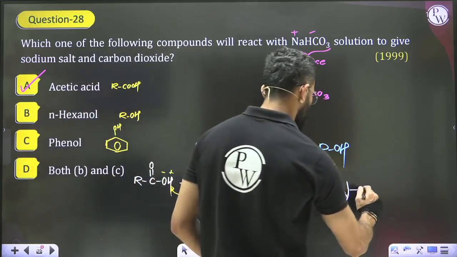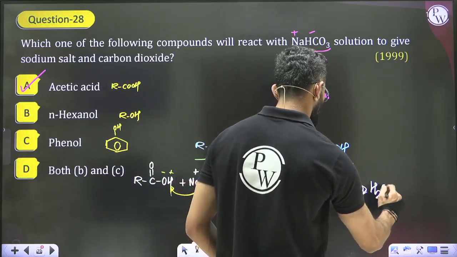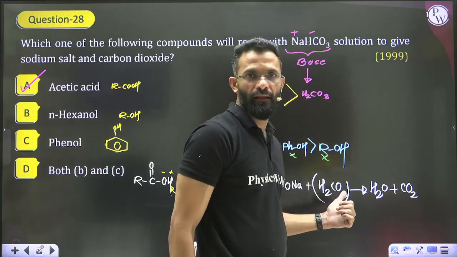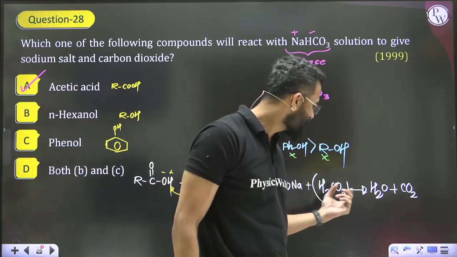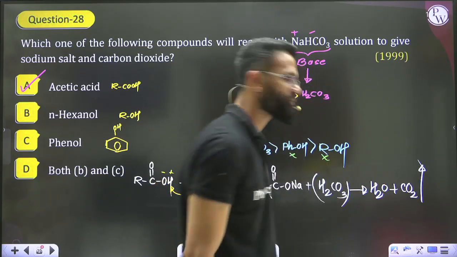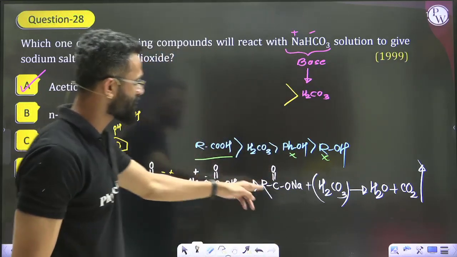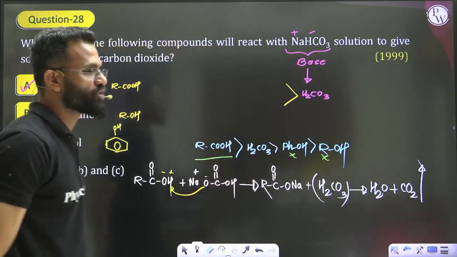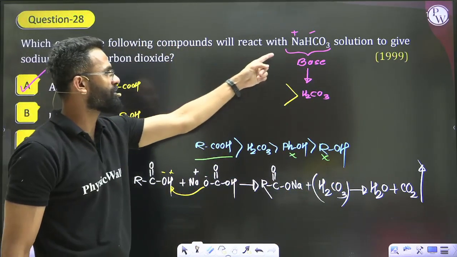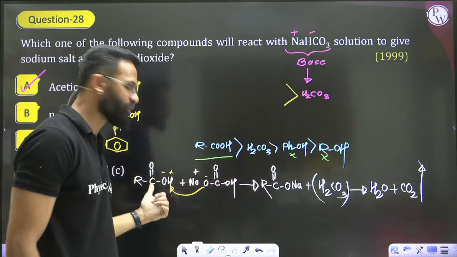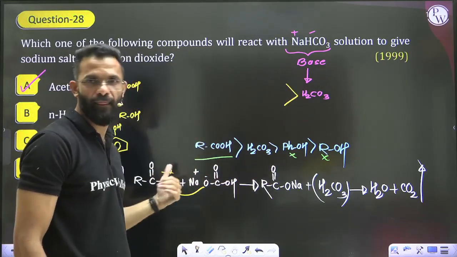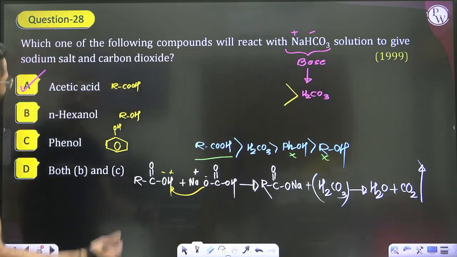Carbonic acid being unstable, this decomposes to give you H2O plus CO2. Because CO2 is not highly soluble in water, it evolves off. So when CO2 comes out, it comes out in the form of effervescence. That's what they're asking. So we are getting salt and release of CO2. Which one of the following compounds will react with bicarbonate to give you salt and CO2? So it is carboxylic acid. A base will react with only those acids which are stronger than its own conjugate acid. According to the options given, it is carboxylic acid.